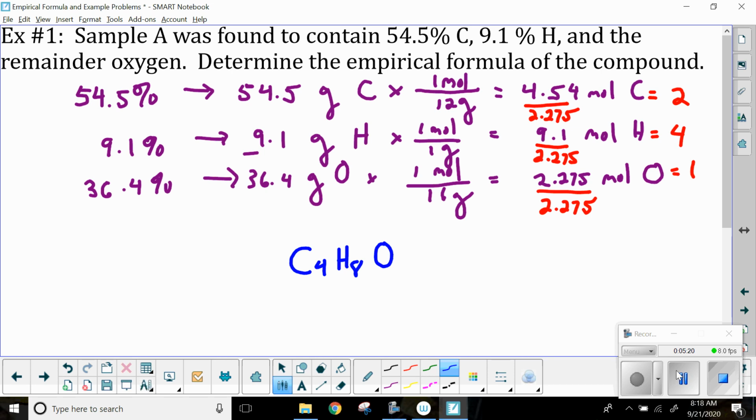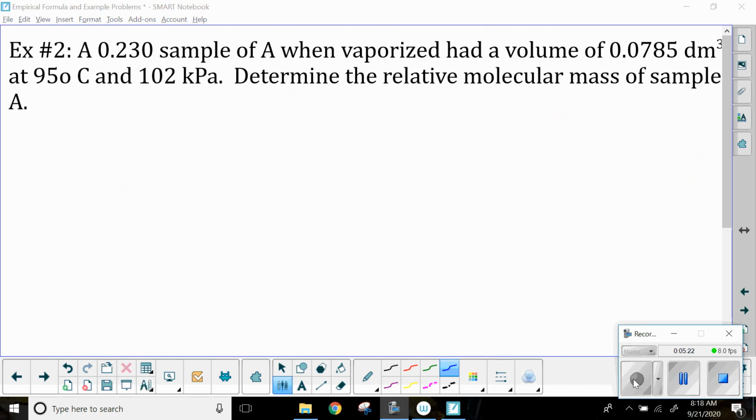Let's tie this now back into gas laws. Same sample of gas, 0.23 grams of sample A. I didn't type grams there, but I'm going to put it there. When vaporized, it had a volume of 0.0785 cubic decimeters at 95 degrees Celsius and 102 kPa. We're going to need to find the molecular mass of the sample.